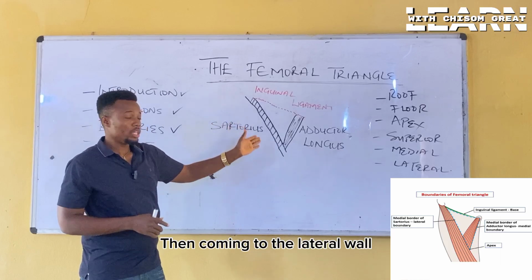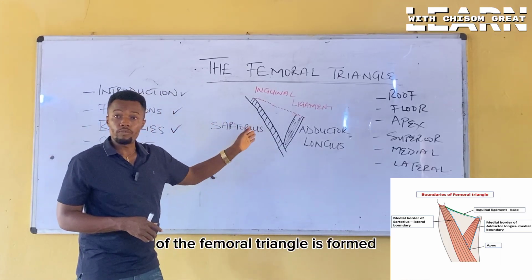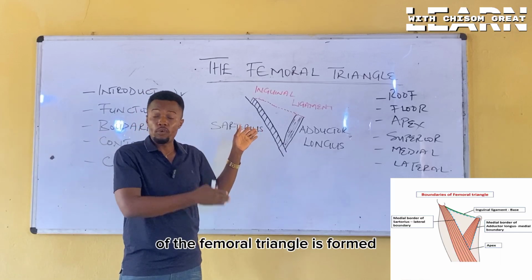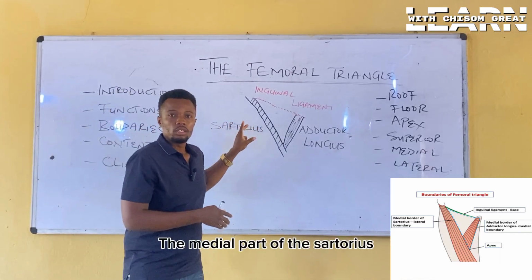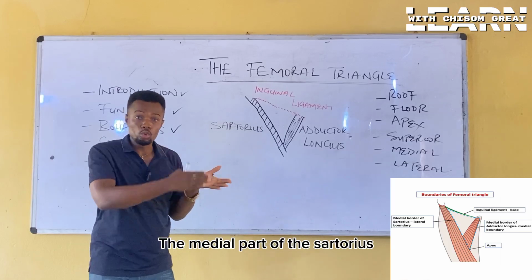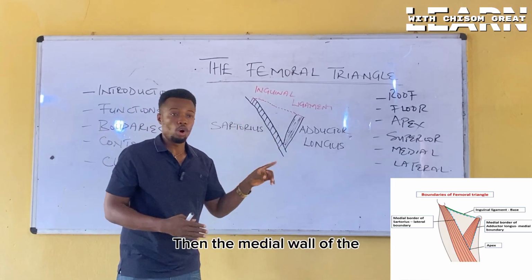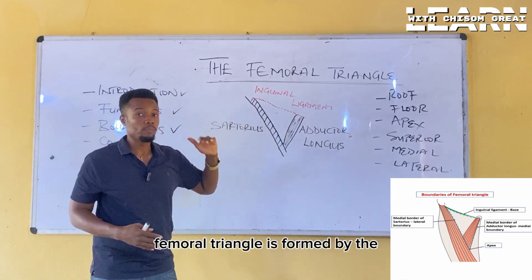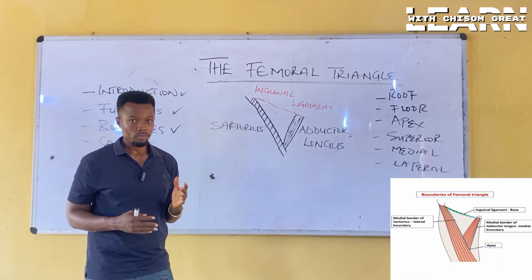Then coming to the lateral wall of the femoral triangle, it is formed by the sartorius muscle. The medial part of the sartorius muscle forms the lateral wall. Then the medial wall of the femoral triangle is formed by the adductor longus muscle.